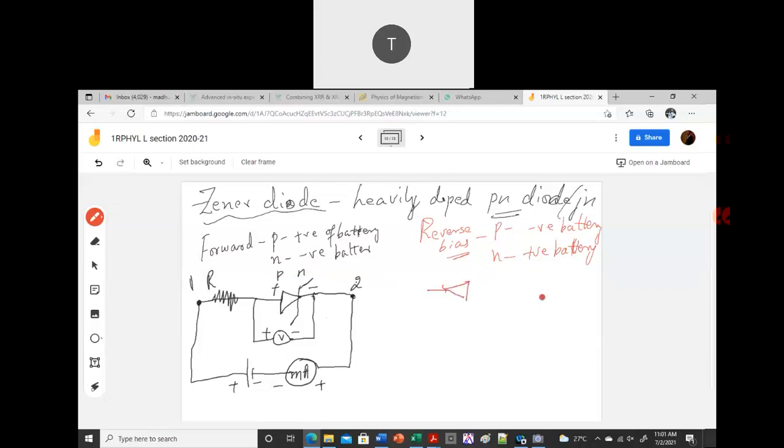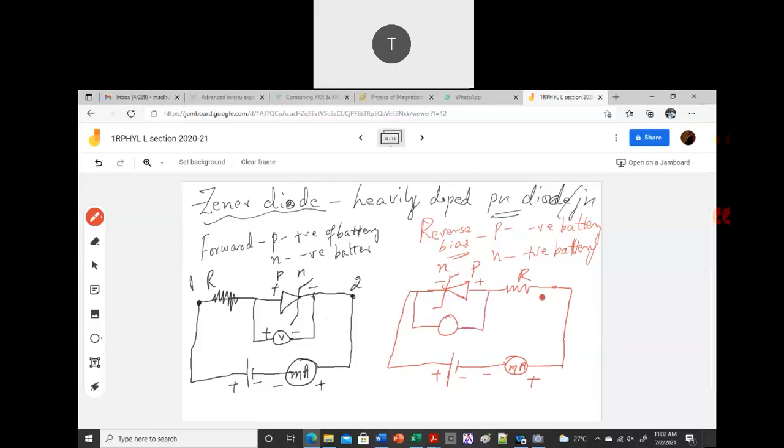So this is your Zener diode. Then you have your resistance box. Only the polarity of your Zener diode is going to change. This is your N region, this is the P region, or negative and positive. Then you need a battery, and then there is an ammeter. Same thing. The resistance will be the same, and then you need to measure the voltage.